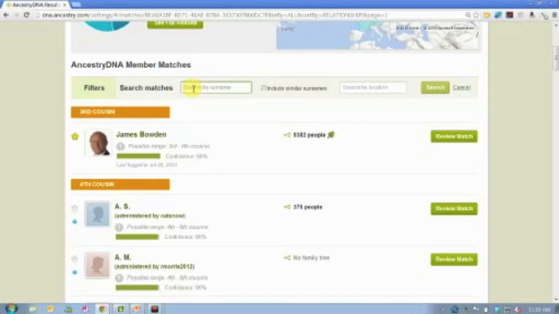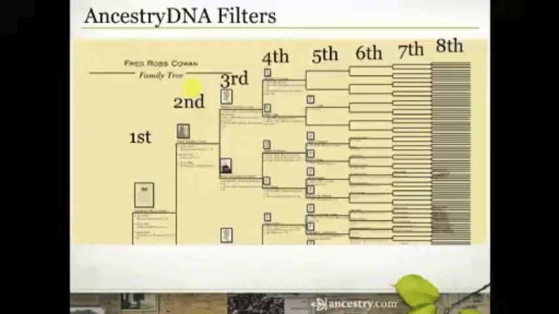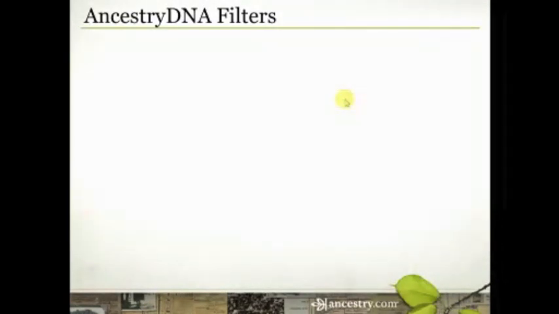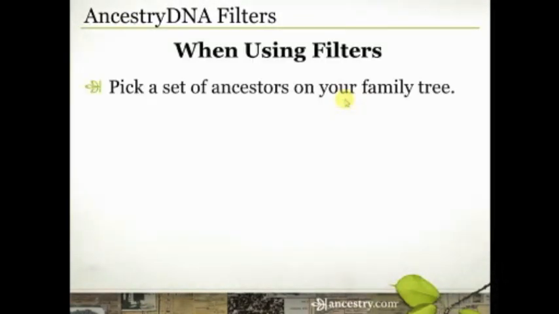So what I want to do is I'm going to want to focus on one family at a time. So pick a set of ancestors on your tree. It's really tempting to just kind of be all over the place. And when you're just trying something out or trying to figure out how it works, that's fine. But when you really want to get serious about making this work, pick a set of ancestors on your family tree and focus on them, stick with them.